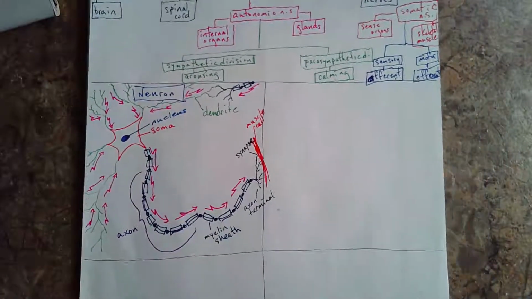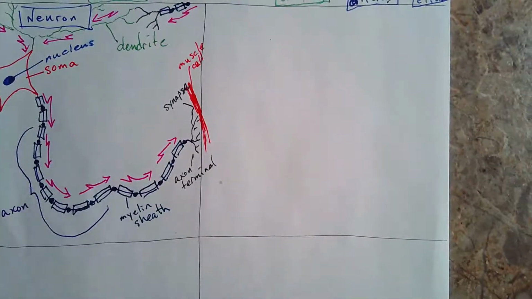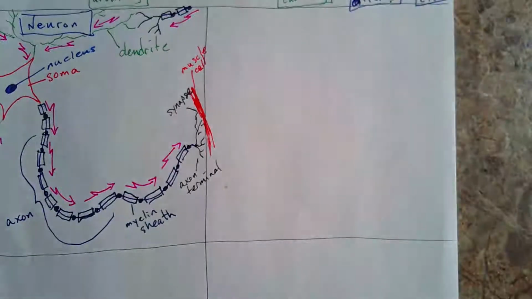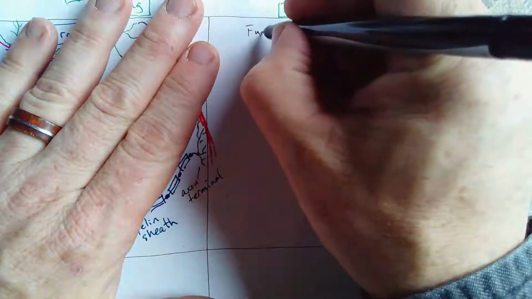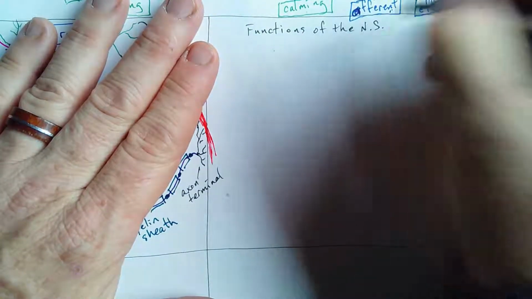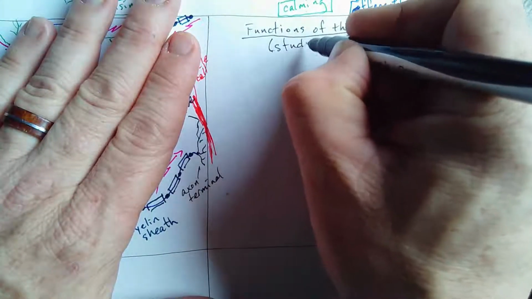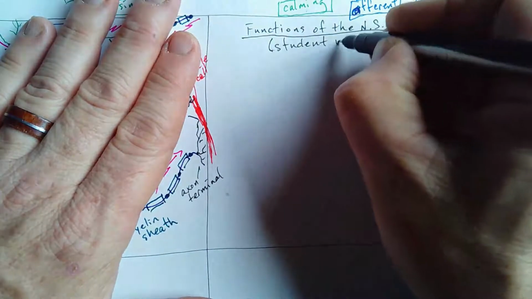All right, now over here, this is going to be done a little bit differently in this box. What I want to do in this box is, we're going to title this Functions of the Nervous System. Functions of the nervous system, in parentheses, student words.